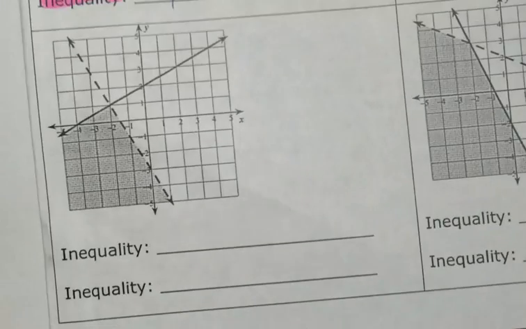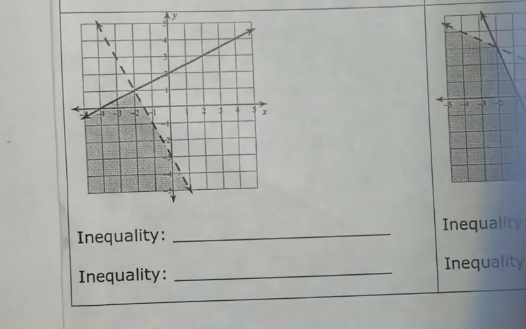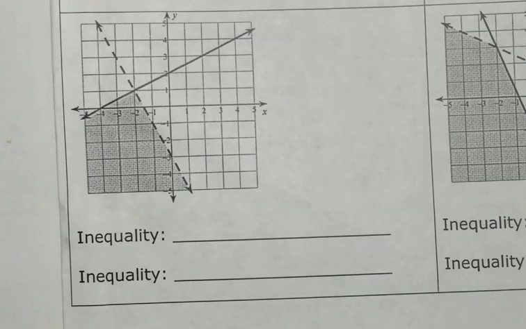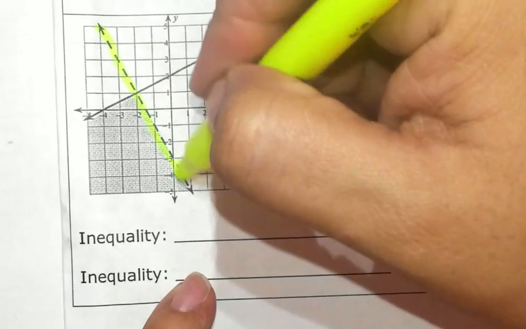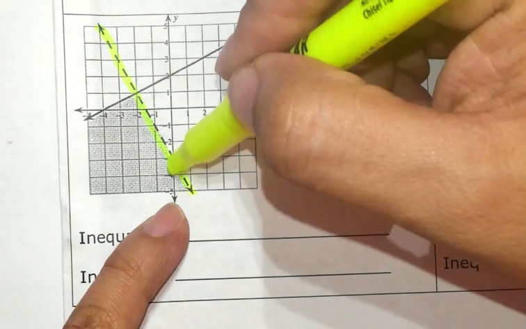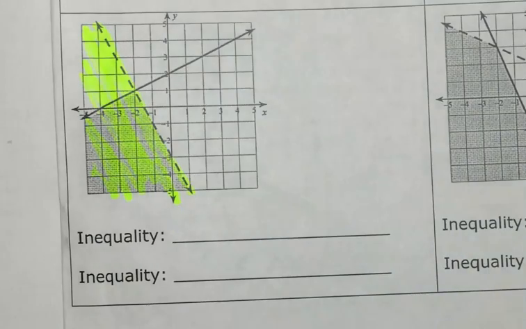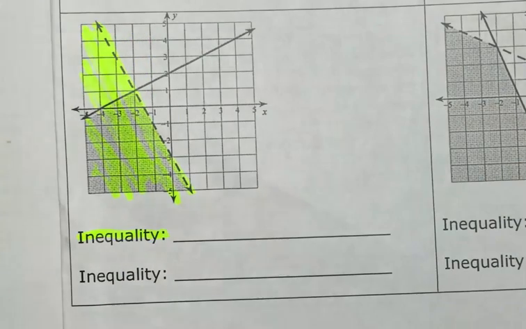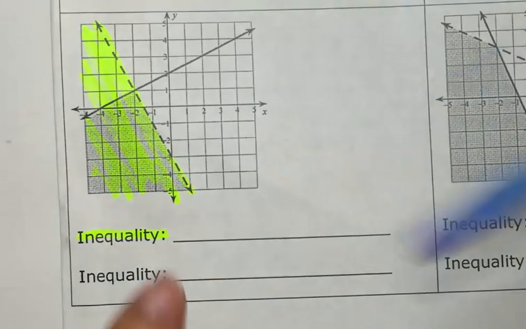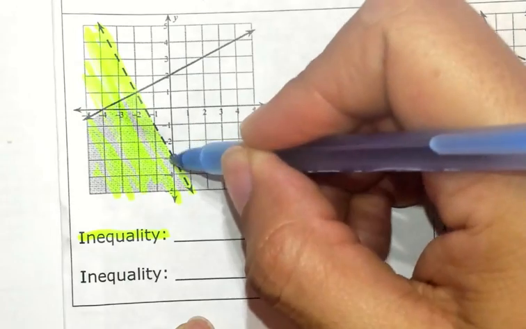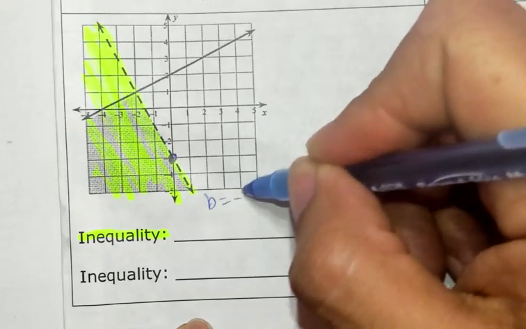I'm going to do one more example, and you can practice the others. So I'm going to highlight this line yellow, and I notice that it's shaded underneath that, so I'm going to shade the whole thing. And I'm going to write the inequality for that. The y-intercept for that inequality is -3.